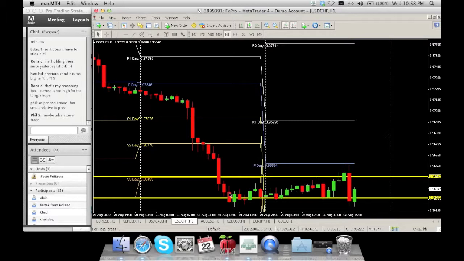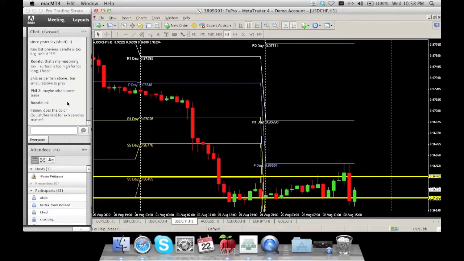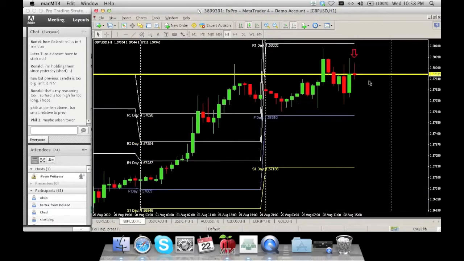Okay, Phil2 says maybe urban tower trade. Yes, usually at times like this, you'll get a lot of trades from the urban tower strategy. Okay, as per HSN above, bar small relative to previous. I'm holding them short since yesterday. Oh, ouch. Okay, and so it doesn't have to stick out. Lutek, it does have to stick out. This is a lookalike, and it does not look like it's going to actually even work because there's only 1 minute to candle close right now, and there's a tail on the bottom that's bigger than the body.